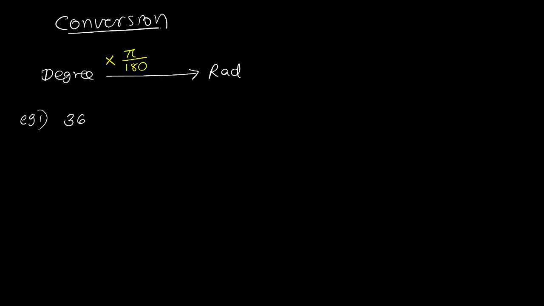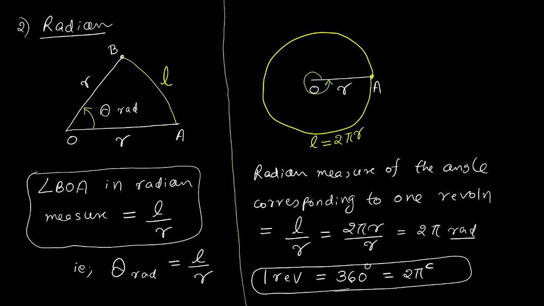For example, I want to convert 360 degree into radian measure. How will you convert degree to radian? The degree value is to be multiplied with pi by 180, and immediately you will get the radian measurement. 360 and 180 cancel, and you will get 2 pi radian. 360 degrees is equivalent to 2 pi radian, which we have already studied.